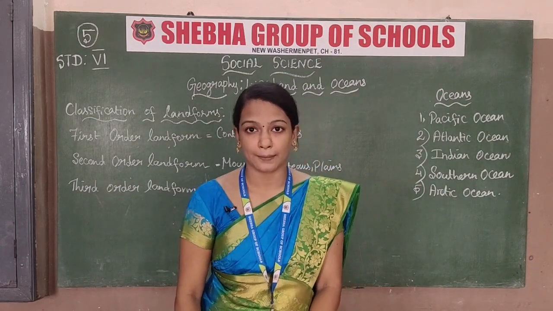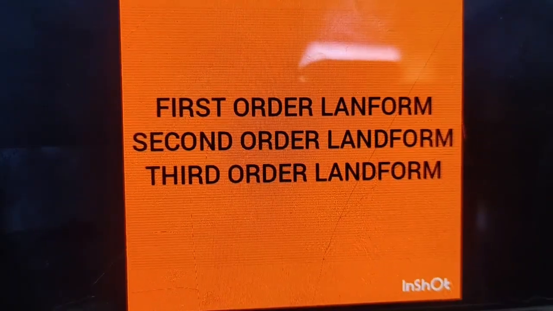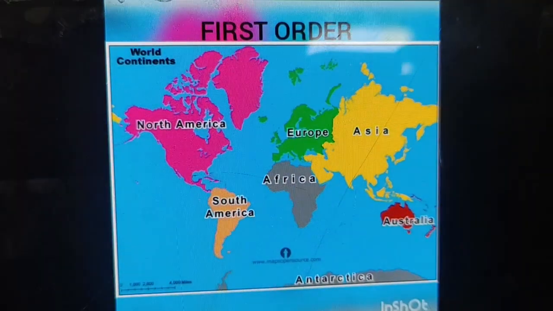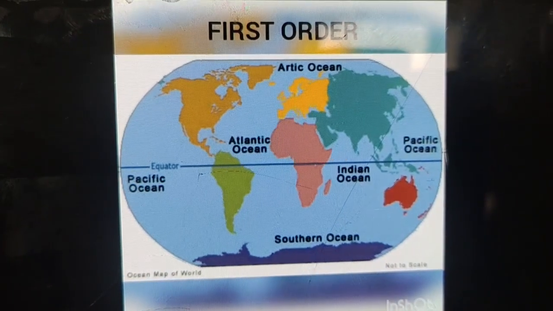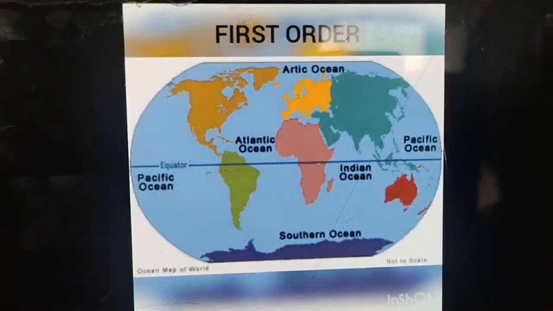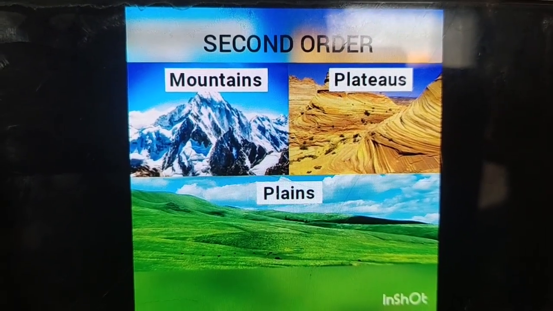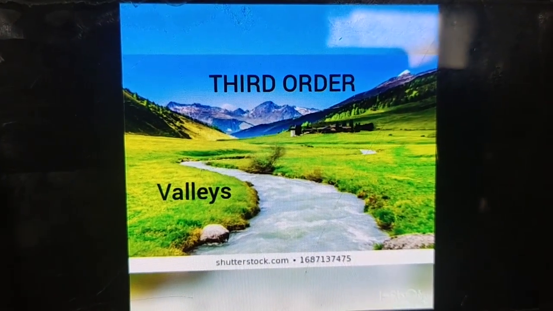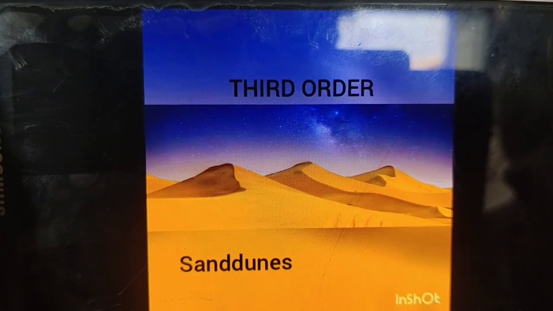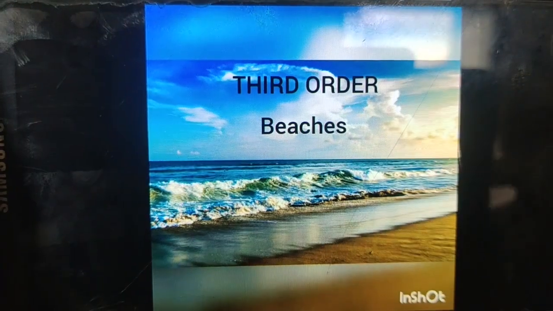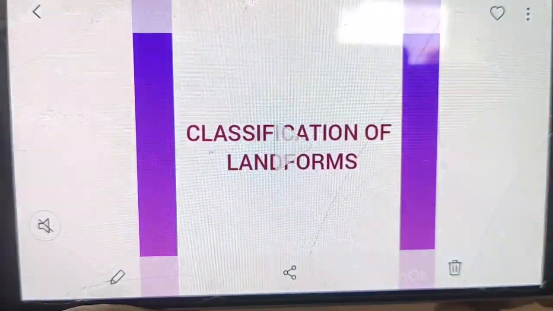Okay students, let's see this classification of landforms: first order, second order and third order. So, 3 types of landforms. This is the first order landform, the continents. Our 7 continents are there, and next, the 5 oceans. Next we have the second order: mountains, plateaus and plains. This is the third order: valleys, sand dunes and beaches.